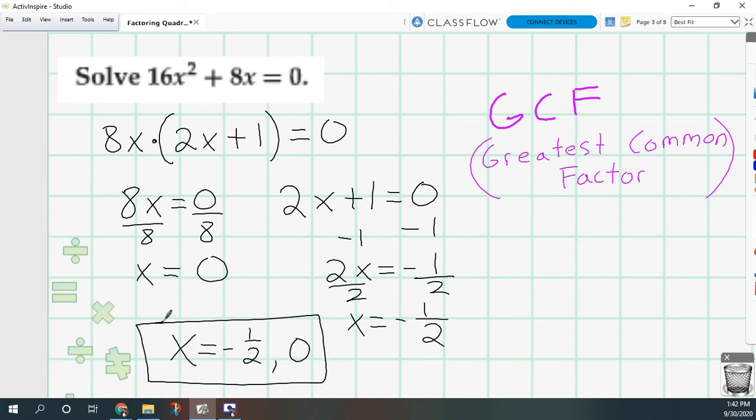So as long as we can get that quadratic equation broken apart into two factors, we can solve it. And we will be looking at a few other methods that aren't the GCF that will help us be able to break it apart.